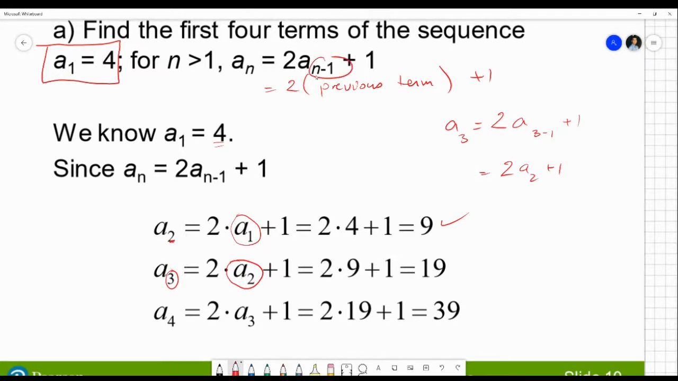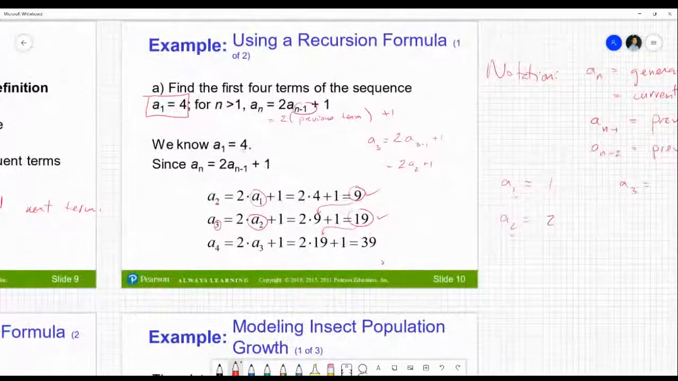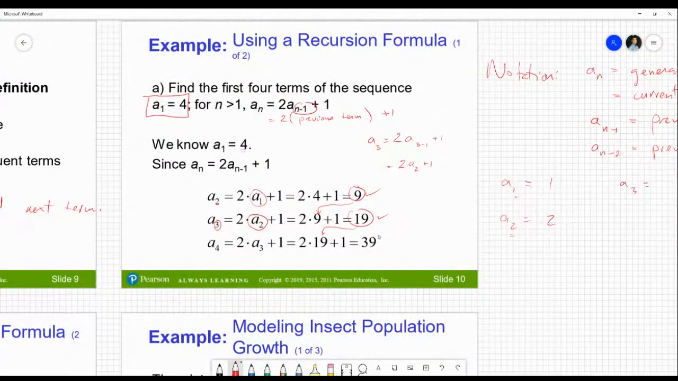When you see n minus 1, it means the previous term. All right, so we use our previous numbers that we found, plug it in here for A2, and we get 19. And similarly, we take that number, plug into here. So the thing about a recursive formula is that you have to find out the previous number in order to find your current value. So let's say I want to find out what A10 is equal to.